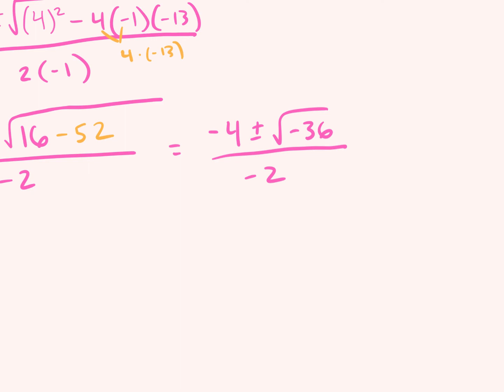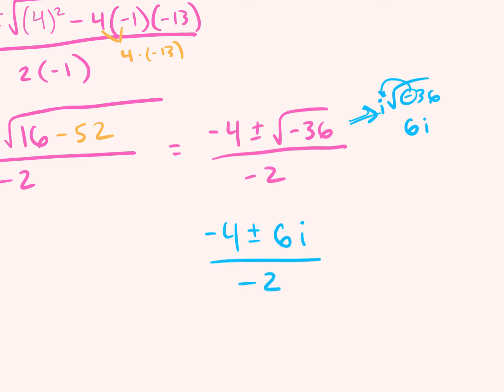Can I simplify this anymore? Can I simplify the square root of negative 36? What does it simplify to? 6i. Because the negative comes out and turns into an i, and the square root of 36 is 6. So 6i. So this would be negative 4 plus or minus 6i over negative 2.